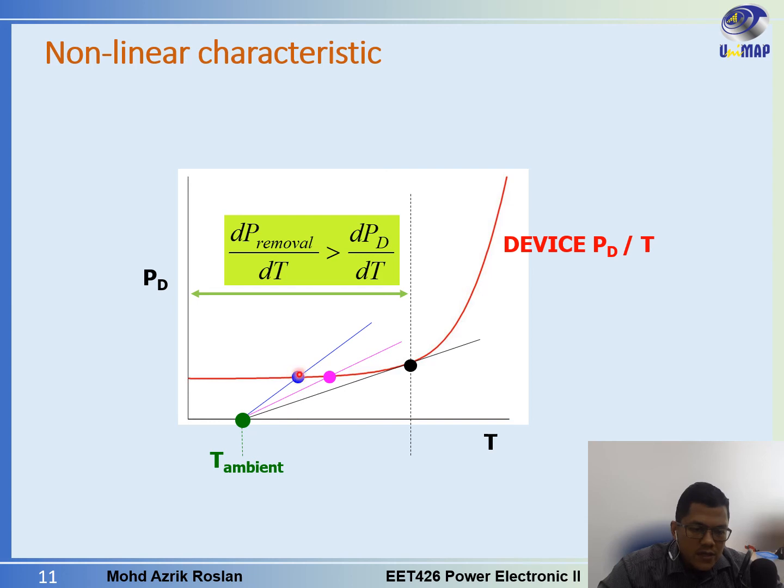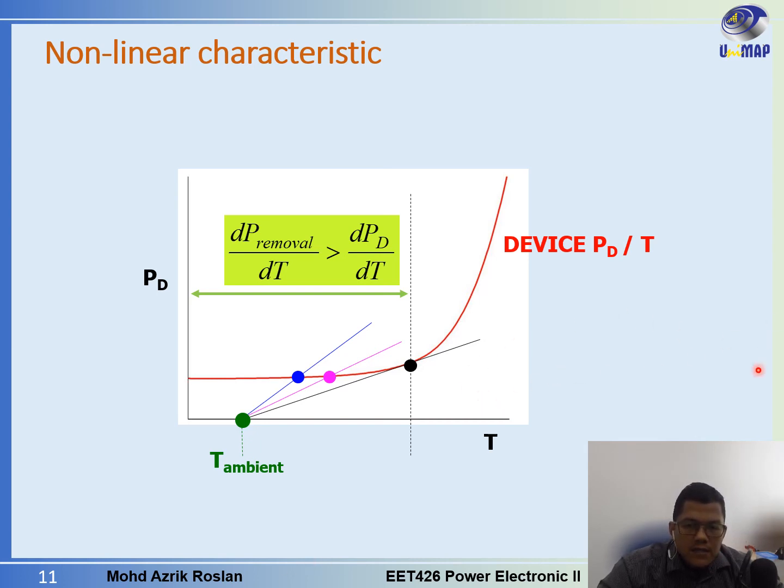Let's say at this point, at this operating temperature, the dPd over dT will be, okay, maybe I can draw a line. This is the straight line you draw here. So this is what we call the slope of the line at this point. And then the dP removal over dT at this point is this one. So you compare this slope and the right one here, so it means that the dP removal over dT is higher at this point.